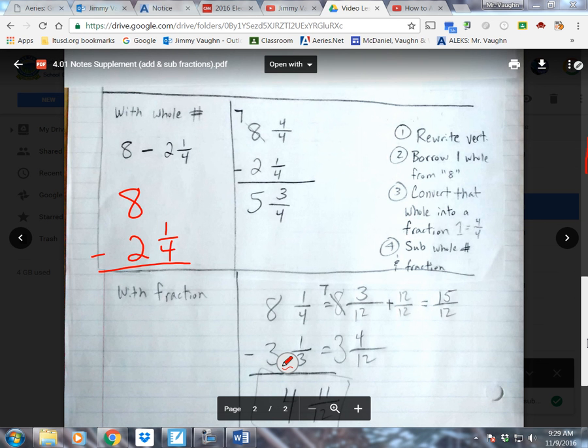So what you do is you borrow, and you'll see that that's what happened over here. I borrowed 1 whole from the 8. If I borrow 1 whole from the 8, it becomes a 7, and then I'm going to put that over here as a fraction. So you can write the whole number 1 in any fraction form you want. Any number over itself is 1, so I'm going to choose a 4 over 4 because it matches the denominator I have already. Once you have that, then it looks more like the problems we were working with before, and I can subtract the numerators. 4 from 1 is, or 1 from 4 is 3, and then the denominator stays the same. 7 minus 2 is 5. So you come up with 5 and 3/4.